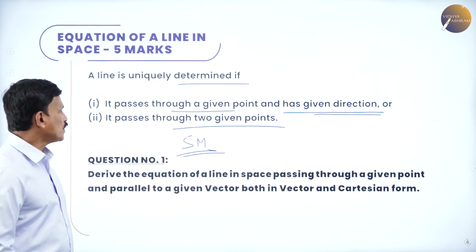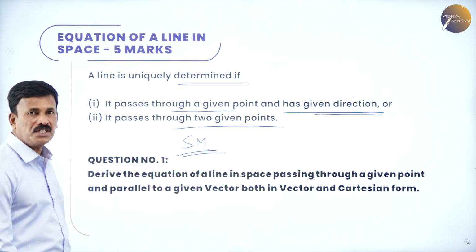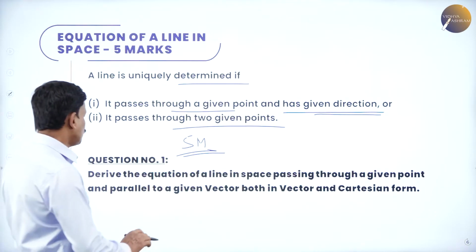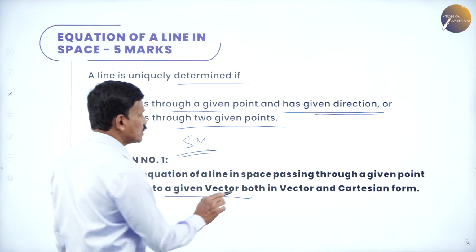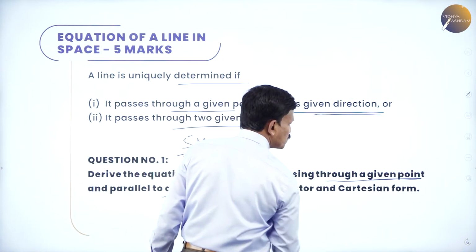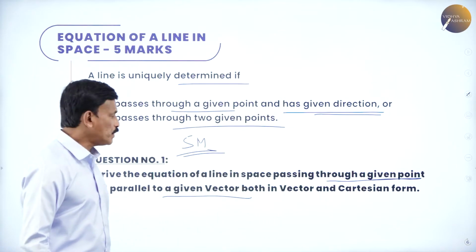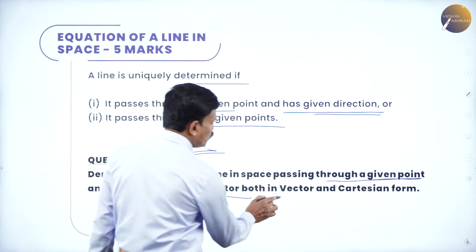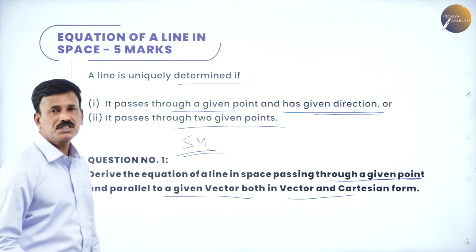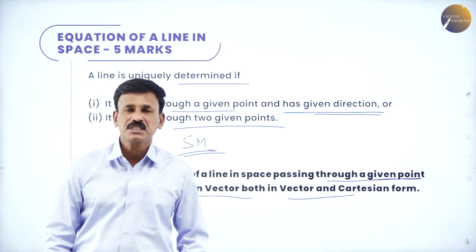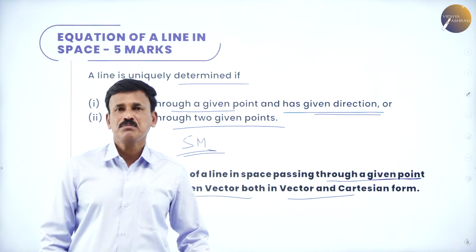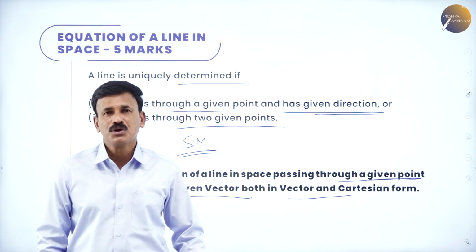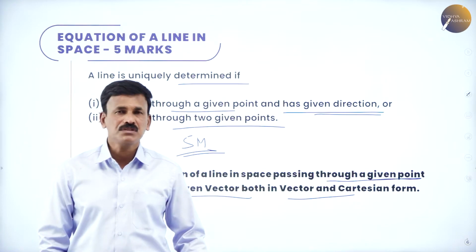Derive the equation of a line in space passing through a given point and parallel to the given vector. So, the equation of a line which passes through a given point and is also parallel to the given vector, both in vector and Cartesian form. In the examination they may ask you to derive the equation of a line passing through a given point and parallel to the given vector, both in vector and Cartesian form.